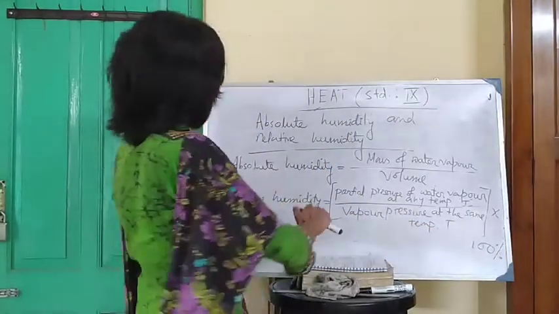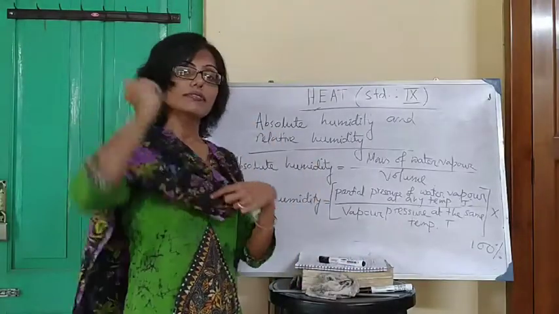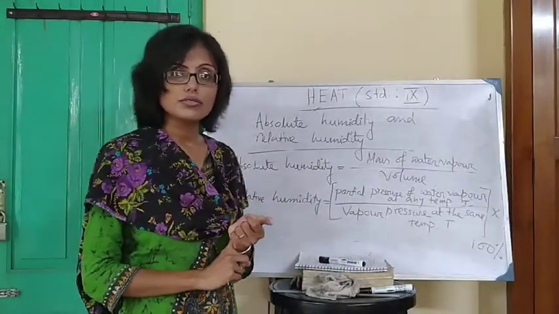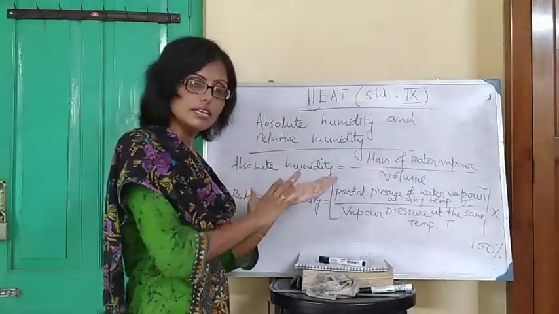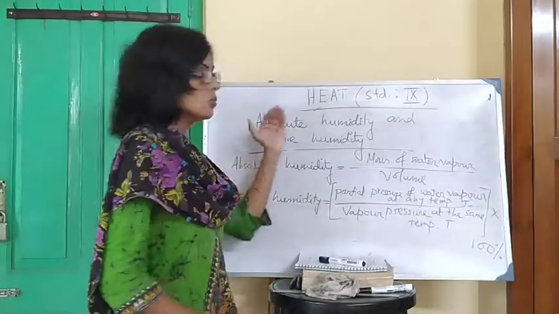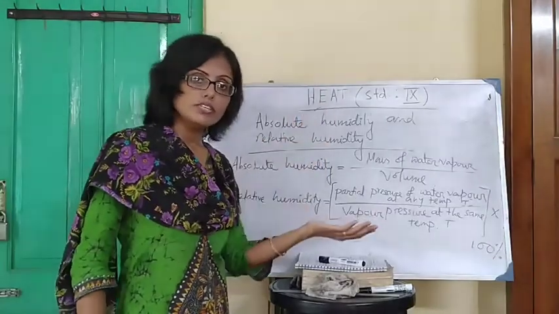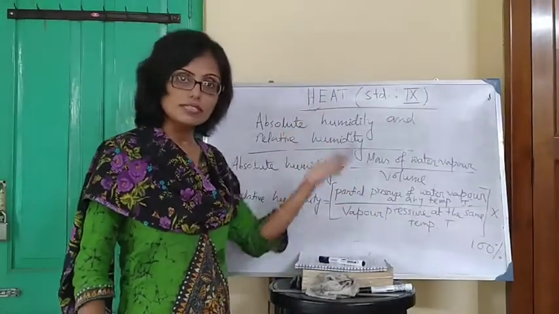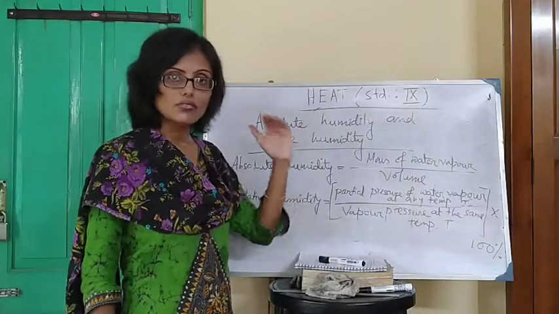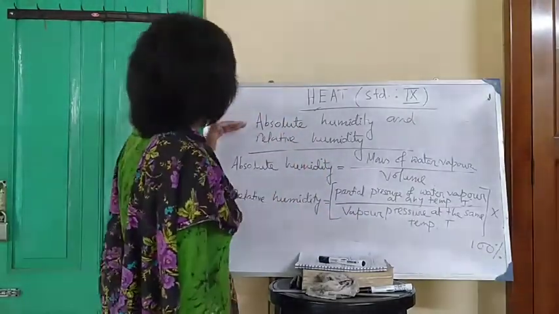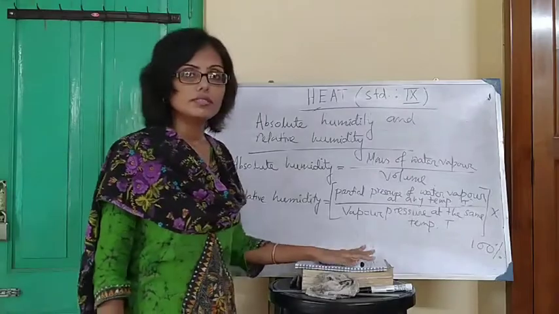Okay, so what we have done today? First of all, saturated vapor and unsaturated vapor. What is saturated vapor, unsaturated vapor, that was discussed. Number 2, dew and mist. How dew is formed, how mist is formed, what is the basic difference between mist and fog, and last of all, absolute humidity and relative humidity.